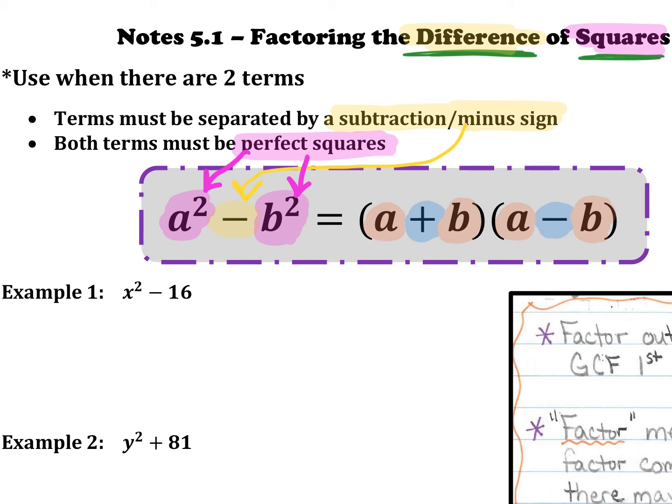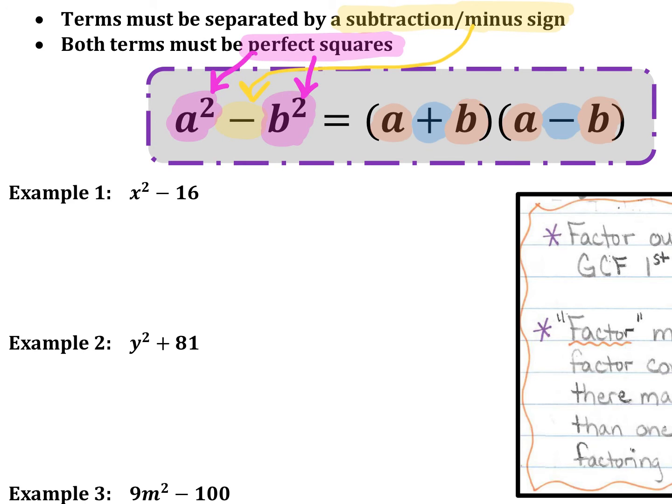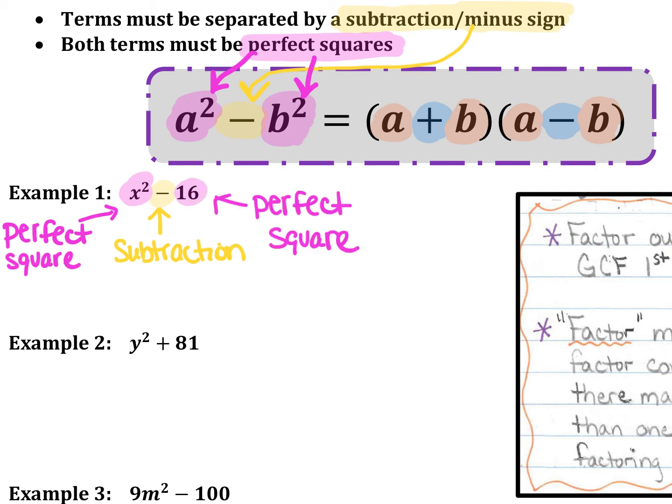Here we go. Now the first thing I'm looking at, example 1, is x squared minus 16. First thing I'm looking for, does it have that difference? So double check in the middle, is that a subtraction sign? Yes, it is. And then I'm going to look at both terms here. First of all, the x squared, is that a perfect square? Yes. And is the 16 a perfect square? Remember, check your chart at the bottom of our notes, and yes, it is.